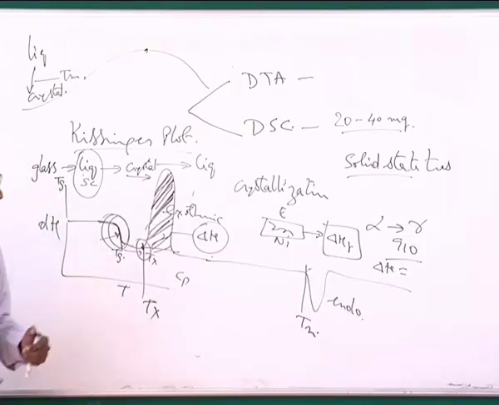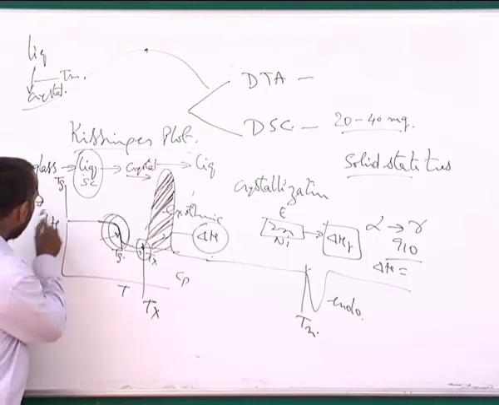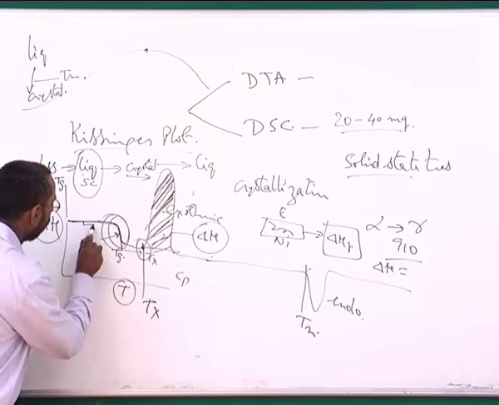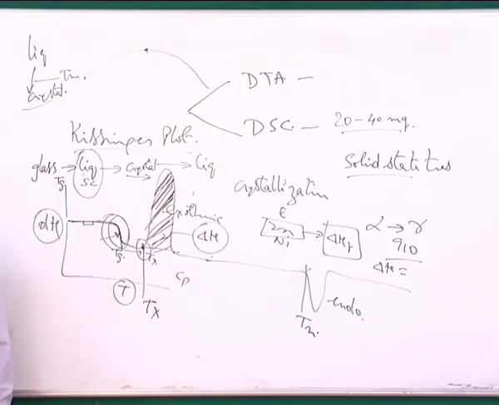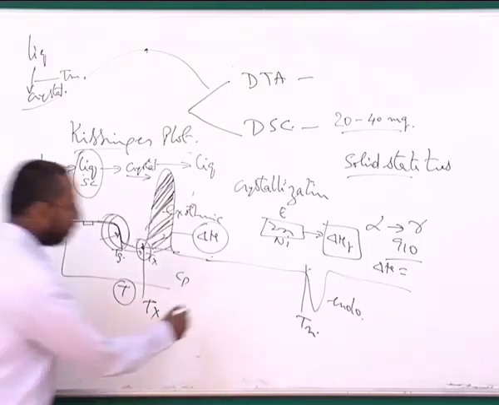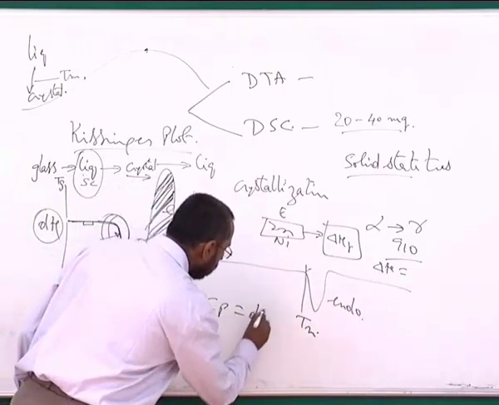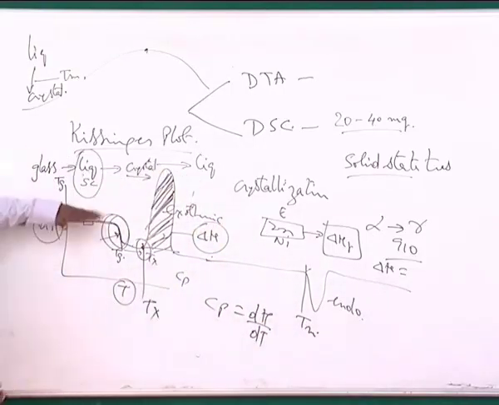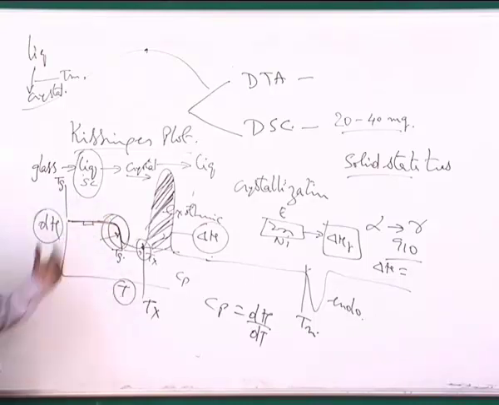And of course people can also measure the heat capacity by knowing how this delta H is changing as a function of temperature, looking at the slope of this, because you know that Cp is dH by dT. So if I look at the slope of this, I will be able to find out the Cp. So the Cp of the material can also be found this way.